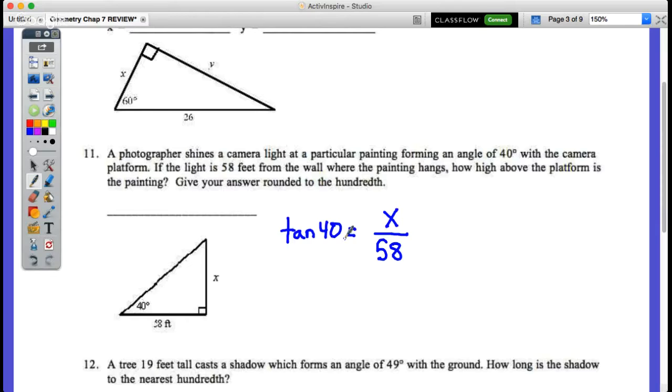So what is the tangent of a 40-degree angle? 0.839. Okay, but I can leave that in the calculator, correct? Yes, because I'm going to multiply by 58. And what do I get? 48.66, so 48.67, to two decimal places.